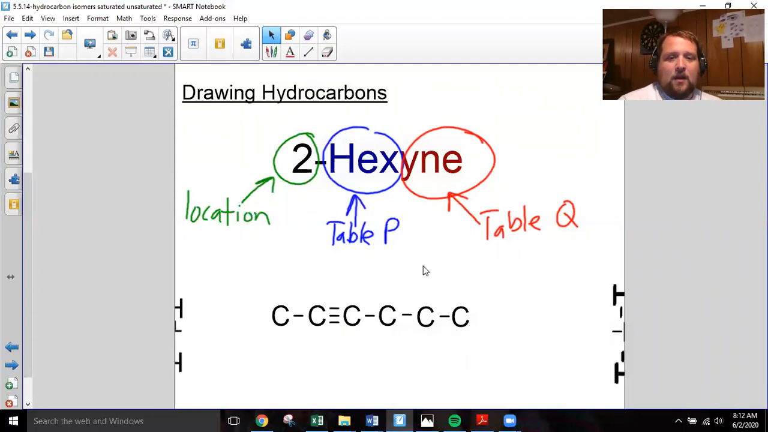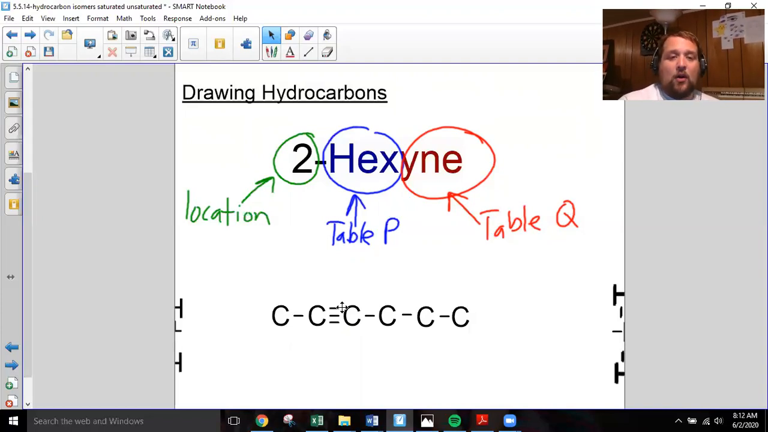Sorry. I hope that makes sense. So one more time, just to recap how we use a reference table. This hex part we looked up and it meant 6 carbons in a chain. Then we went to table Q and we saw YNE meant triple bond. And this 2 told us where to put that triple bond.